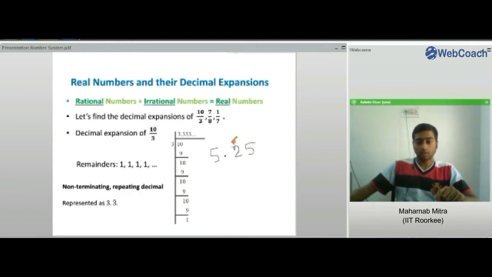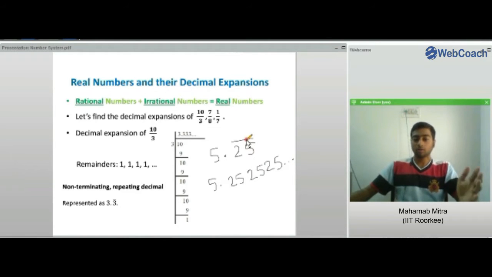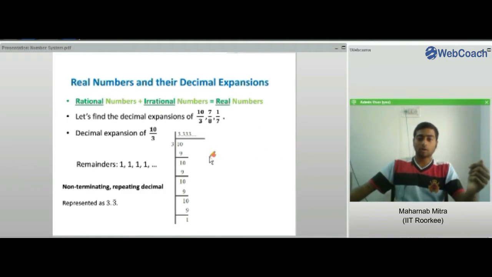5.25, and it has a bar over 25. Okay, so how can we represent this number in an expanded form? We can write 5.25, 25 again, and 25 again, right? And so on, right? That means the number on which the bar has been put is repeated over and over again.